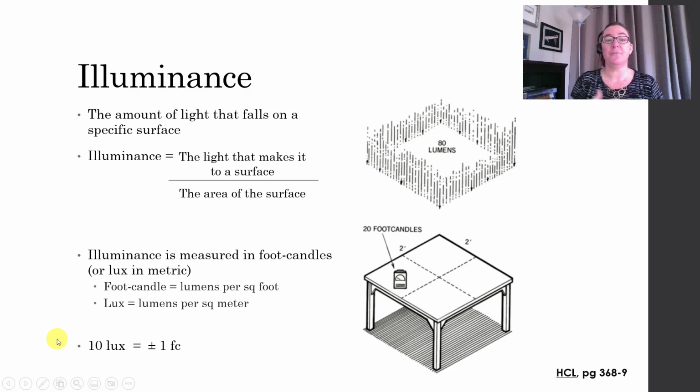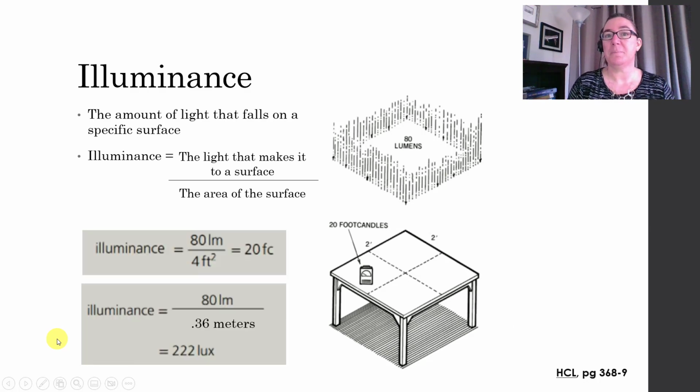Illuminance is measured in foot candles, right, which is lumens per square foot. Or you'll also see this measured in lux. This is the same thing, only in metric, all right, so it's lumens per square meter. And luckily, it's kind of useful, 10 lux is more or less, all right, it's very close to 1 foot candle, so you can easily make that conversion.